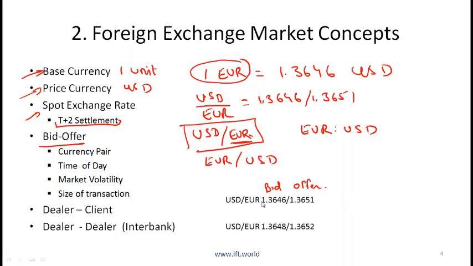This spread in the example that I've taken from the curriculum over here is 5 pips. The pips represent the difference between the bid and the offer. So in terms of this currency, it is expressed in 4 decimal places. So if you take the last decimal place, you have 0.3646 and 0.3651. In terms of the last decimal place, we have a difference of 5. So we will say that the spread here is 5 pips. Another example is over here, where we have the bid being 1.3648 and the offer 1.3652. Here the spread is 4 pips.